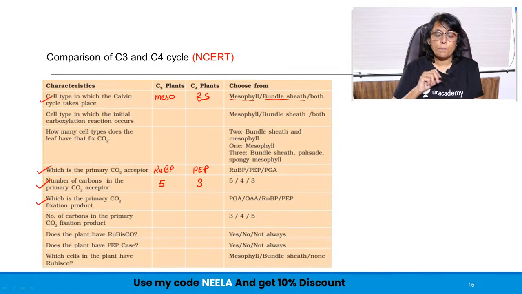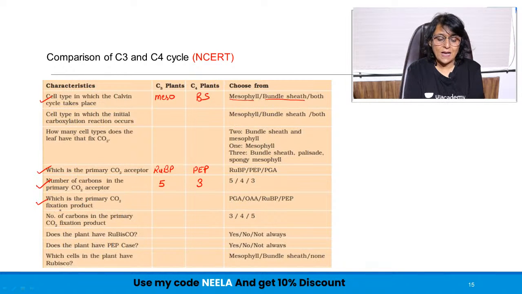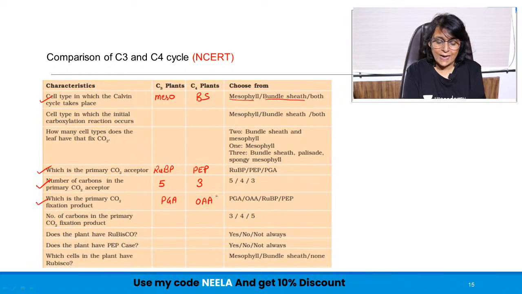Which is the primary carbon dioxide fixation product. See, we have done the same points in comparison, but when you go through the bookish language is slightly different. So here also our answer is going to be pretty much same, but looking at the bookish language, we have to reach that answer. So which is the primary carbon dioxide fixation product? In case of C3 plants, it is phosphoglyceric acid, and in case of C4 plant, it is oxaloacetic acid.